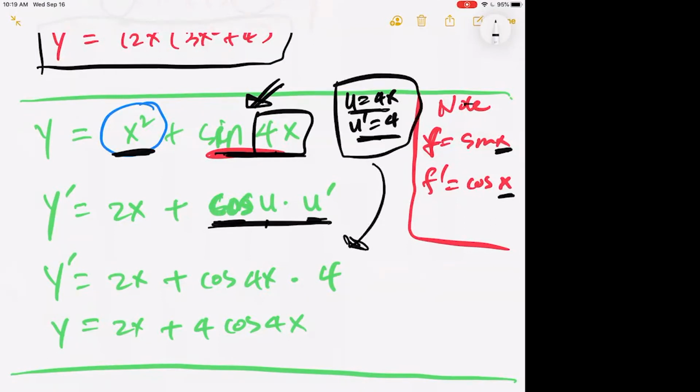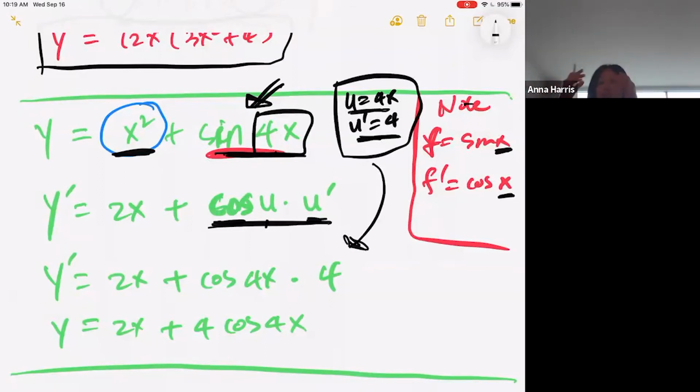Okay, are you following me, class? So this is a chain rule. You need to make sure that you understand how to do a chain rule, because chain rule requires you to remember all the things you have learned. Constant rule, power rule, product rule, and quotient rule.